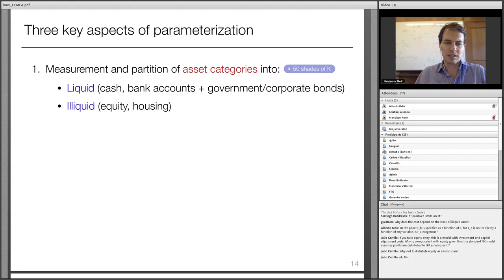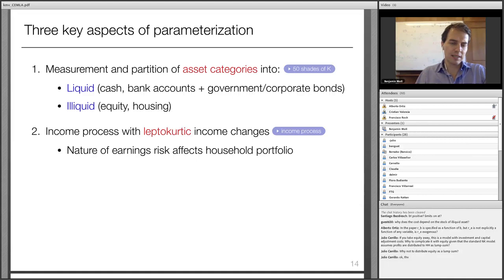Okay. The second thing here is this income process, so the Z in the model. And here's how this works. I've already said this, we incorporate this sort of new evidence that the income changes we see in the data don't look normally distributed, right? So what these guys, Guvenen, Karahan, Ozkan and Song, do is they just look in the data. They have administrative data from the U.S. Social Security Administration. They look at the histogram of income changes from one year to the next. Just labor income changes, I guess.